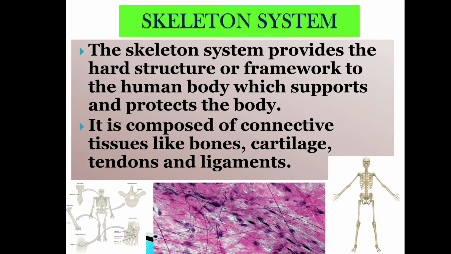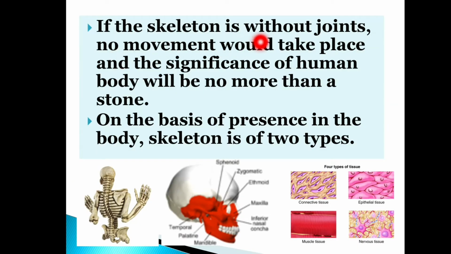So what is a skeleton system? You can see here in the picture. The skeleton system provides a hard structure or framework to the human body, so that it supports and protects the body. The skeleton system is composed of connective tissues like bones, cartilages, tendons, and ligaments. If the skeleton is without joints, no movement would take place, and the significance of the human body will be no more than a stone.